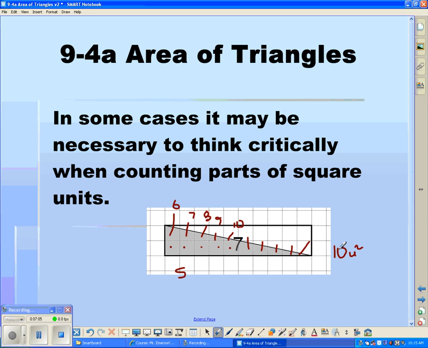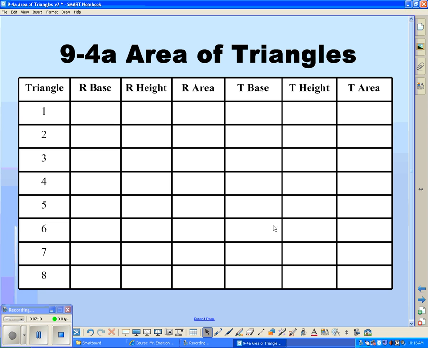So again, we need to think critically about some of these dimensions and take the time to make sure that we get our area counts as accurate as possible when we're doing this activity. So the next thing we're going to do is fill in the information in our table. Now I'm going to start with the information that we already counted.